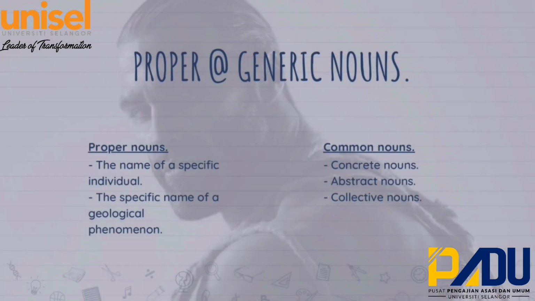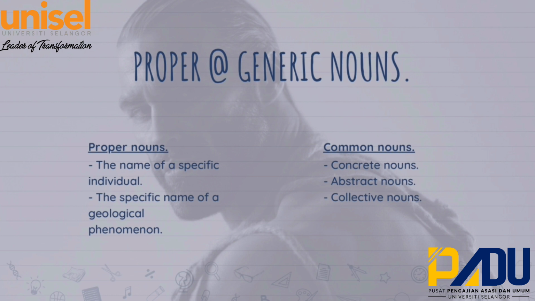Okay, for the first ones, the proper and generic nouns, or more commonly known as proper nouns and common nouns. So proper nouns are the name of a specific individual. So, for example, my name, Qairel Qushari, is an example of a proper noun. And I guess everyone's name is a proper noun.